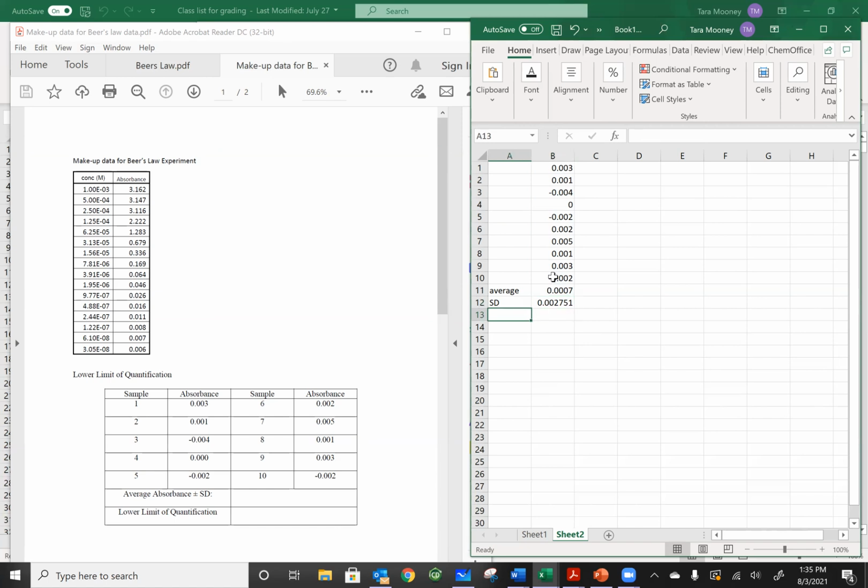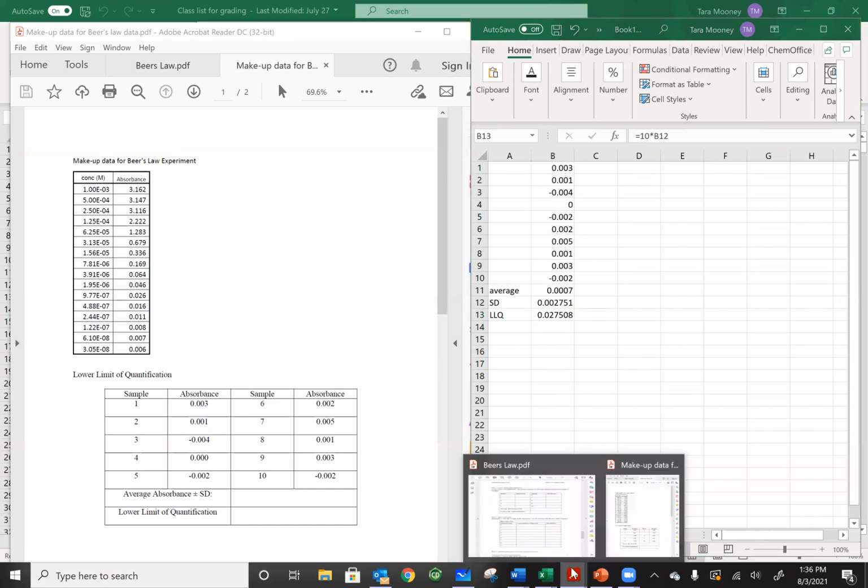and the lower limit of quantification is your standard deviation times 10. So we can just do equals 10 times, and then select our standard deviation cell and press enter. So our lower limit of quantification is 0.027508. So now we have that done. So let's see what else we need to do.